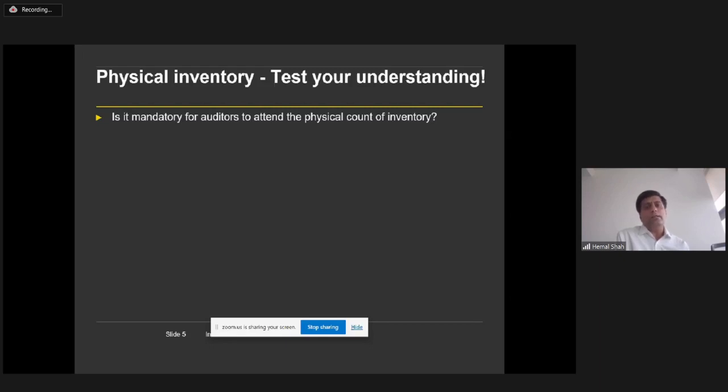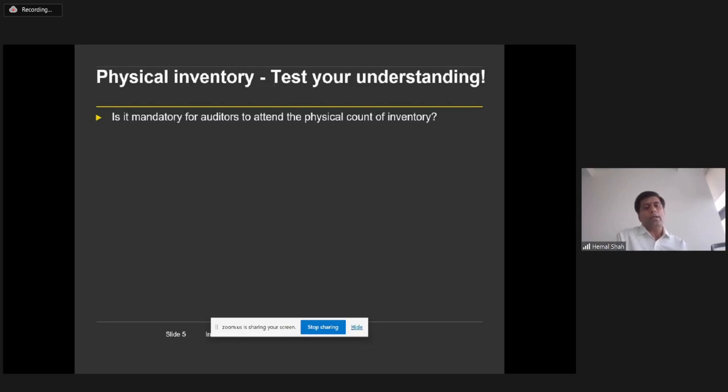Auditing standard says it is critical for the auditor to attend the physical count. However, if it is not practicable, because the auditor is not able to reach, or the physical verification poses a challenge on the safety or security of the auditor, only in those very remote circumstances can the auditor excuse himself. But otherwise, in all circumstances, it is compulsory for the auditor to be part of the physical count program.